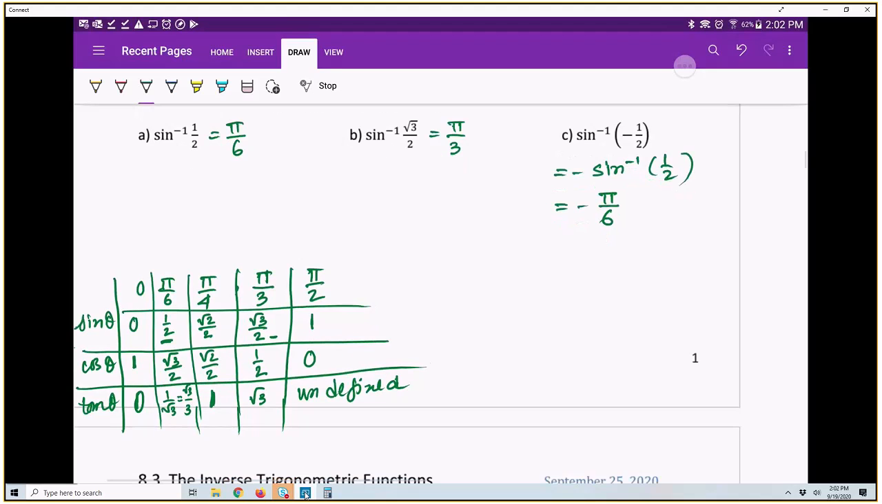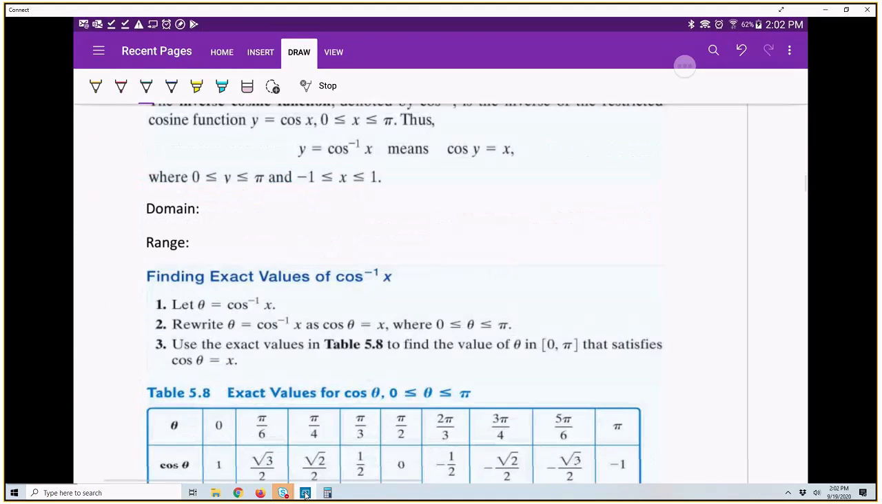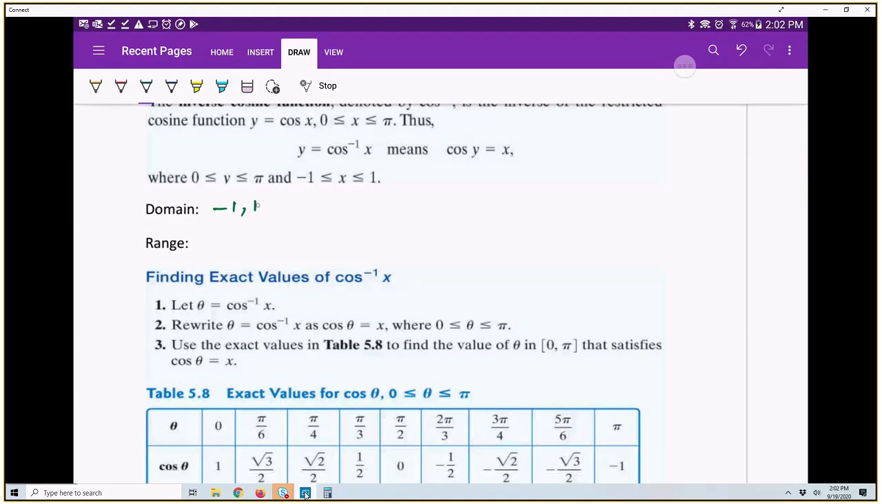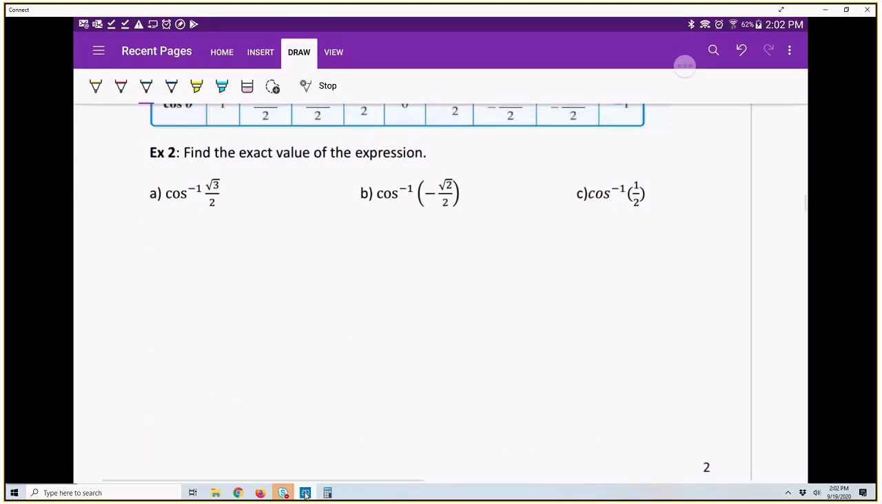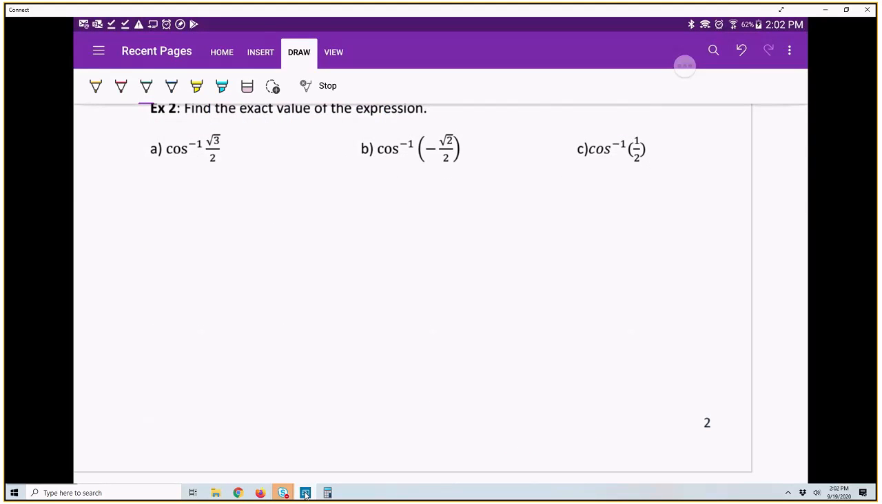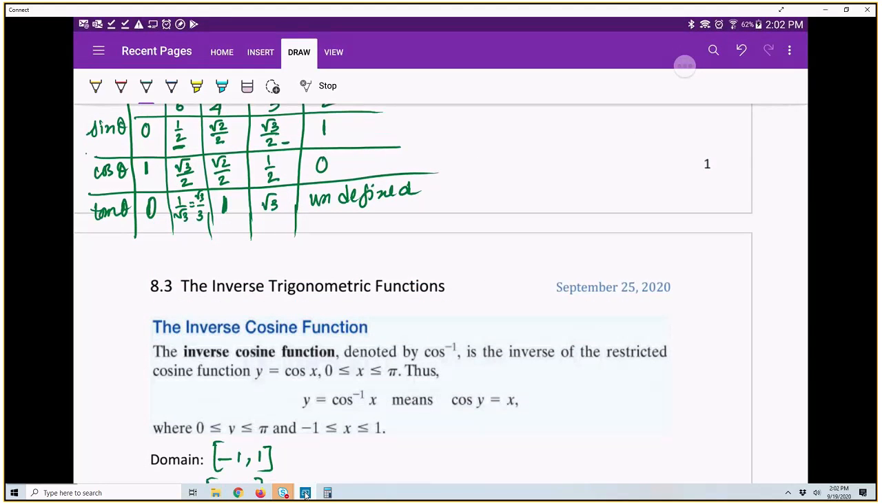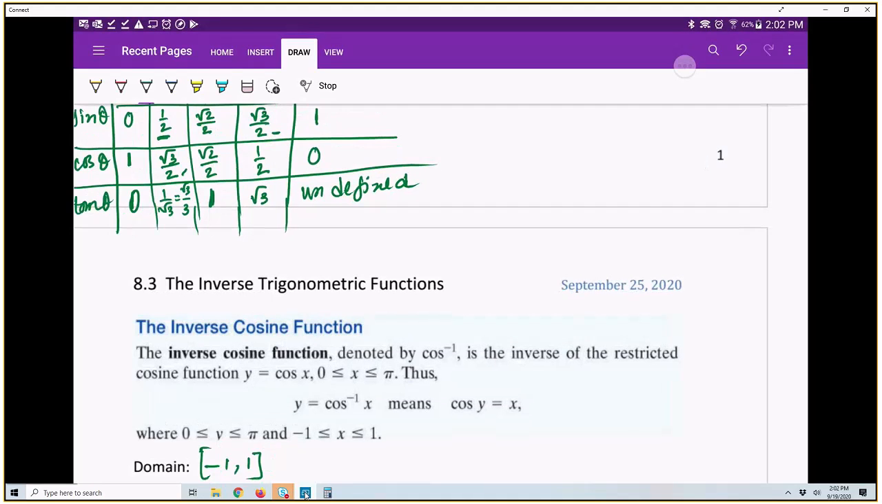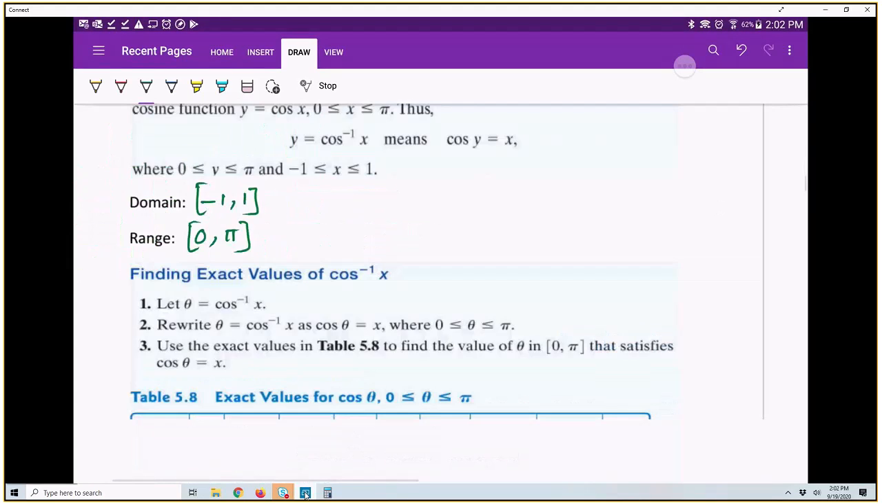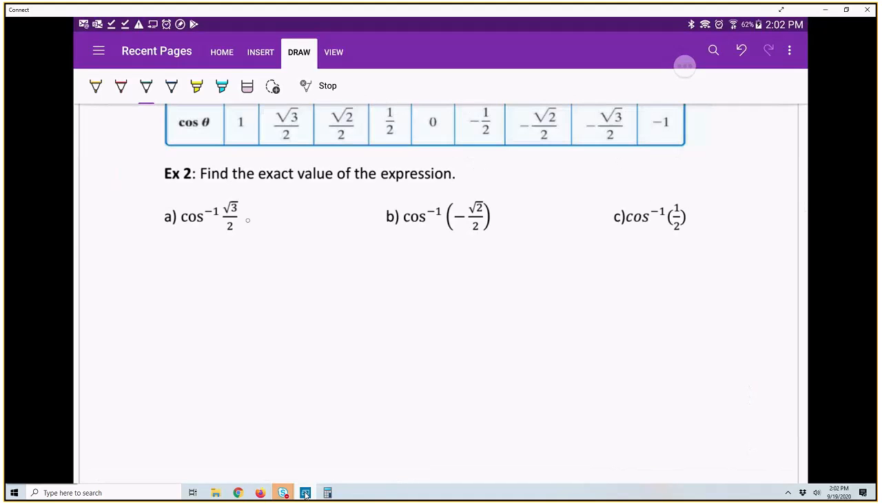So let's do it for cosine. The domain for cosine inverse is -1 to 1, and the range is 0 to pi. So again, we will remember the table and try to answer the question. First, we have cosine inverse square root of 3/2. So if I go back to my table, square root of 3/2 for cosine is at π/6. The angle should be π/6. Since it's positive, I don't have to worry about anything. I will just go ahead and say π/6.